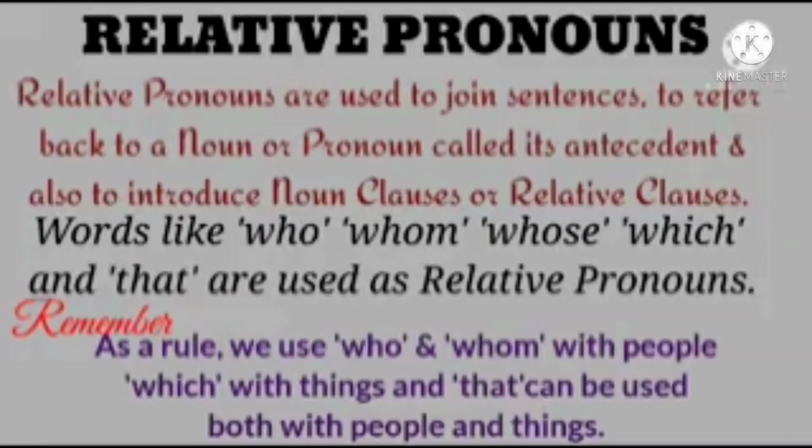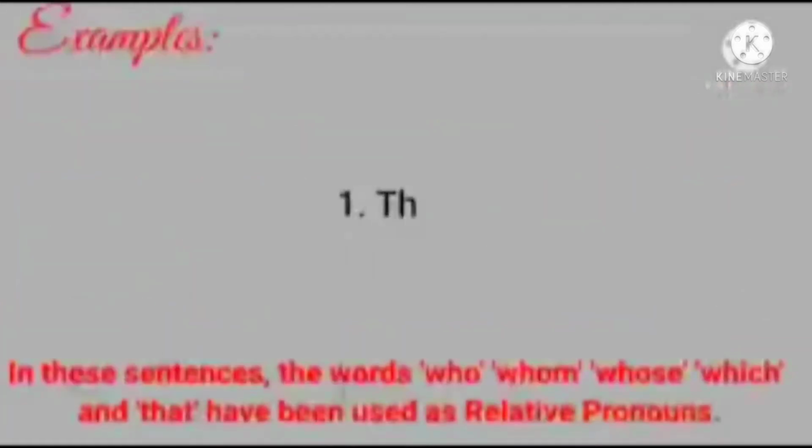Now, let's understand relative pronouns. Relative pronouns are used to join sentences, to refer back to a noun or pronoun called its antecedent, and also to introduce noun clauses or relative clauses. Words like who, whom, whose, which and that are used as relative pronouns. We have to remember, as a rule, we use who and whom with people, which with things, and that can be used with both people and things. Let's understand this with some examples.